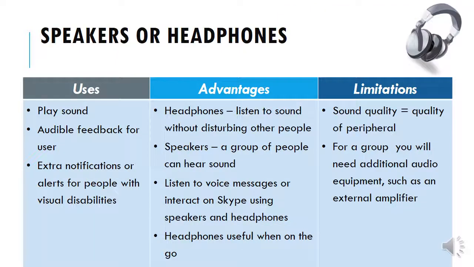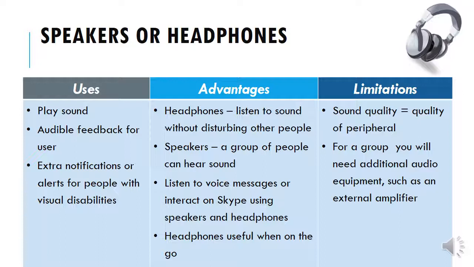Speakers or headphones are the next form of output. It's used to play sound, to provide audible feedback for the user. Often things beep at you when you've done something wrong, or click and things like that. And also it can give people who have visual disabilities, so who can't see well, extra notifications or alerts. Headphones are useful for listening to sound when you don't want to disturb other people.